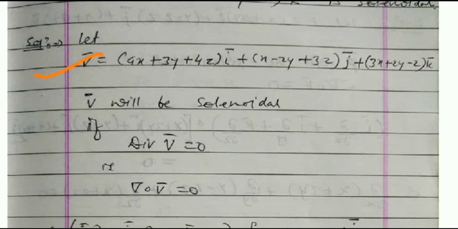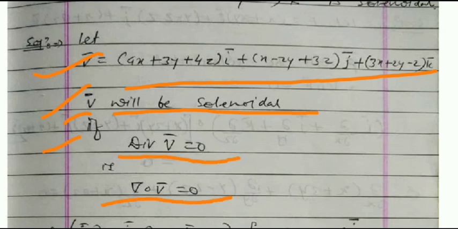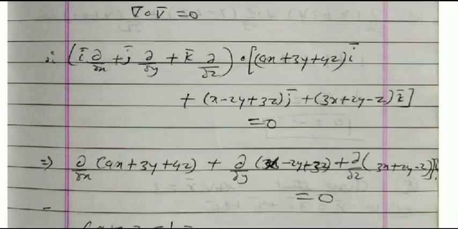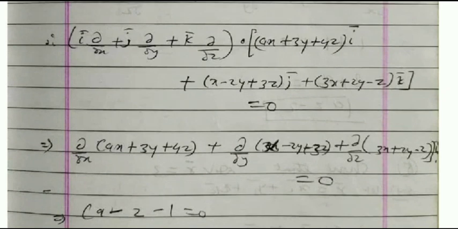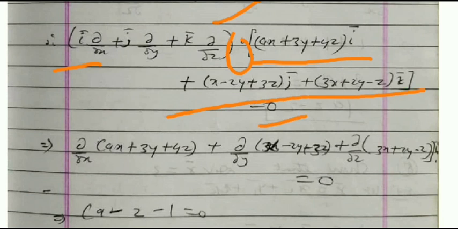So consider v bar equal to this vector point function. We are already given that v bar is solenoidal. That means the divergence of v bar equals 0, that means del dot v bar equals 0. So find del dot v bar. The value of del is i bar ∂/∂x plus j bar ∂/∂y plus k bar ∂/∂z, dot product with v, which equals 0, because we are already given that v bar is a solenoidal vector.